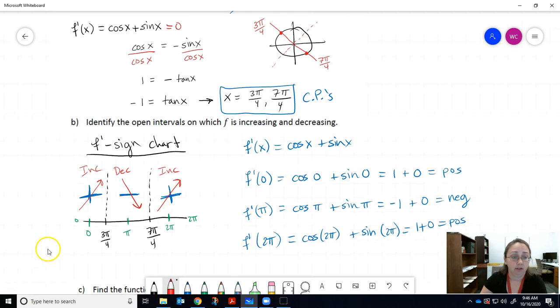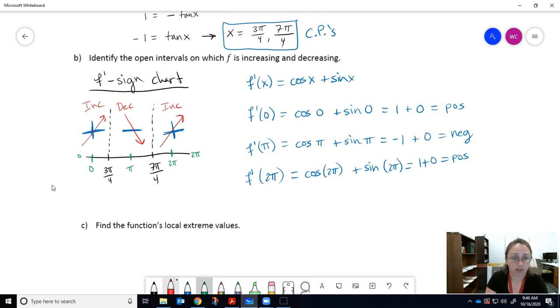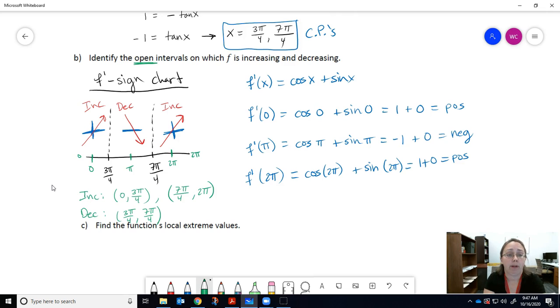We can write them down. So let's do that. So we are looking at increasing intervals. Now start where your domain starts, 0. They want open intervals, so remember open means parenthesis. So from 0 to our first critical point, 3 pi over 4, we are increasing. Then we are decreasing from 3 pi over 4 to 7 pi over 4. And then we are increasing again from 7 pi over 4 to the end of our domain, which was 2 pi. Again, parenthesis only because they specified they wanted open intervals.